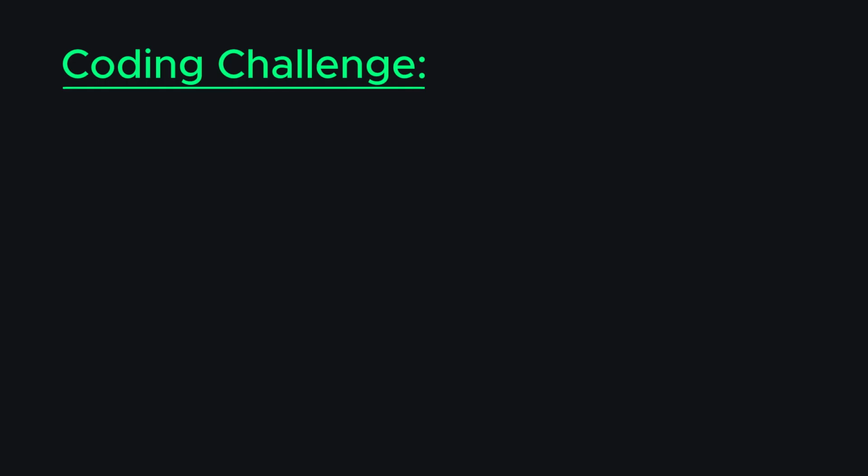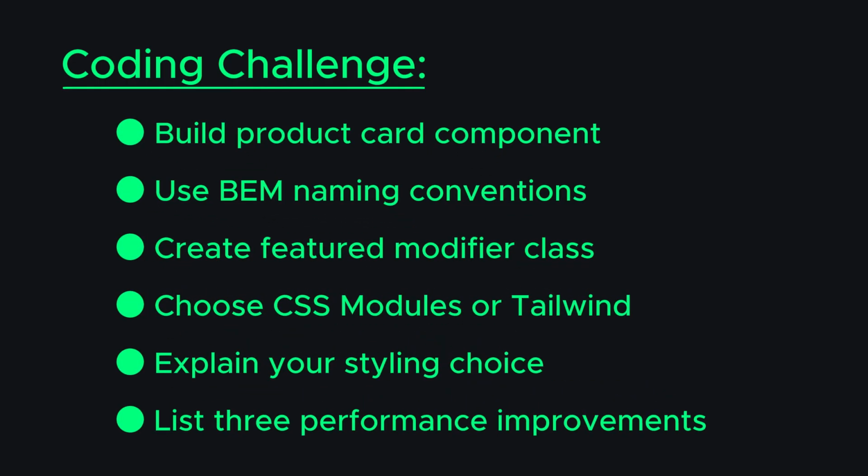Now it's your turn. For this challenge, build a product card component using BEM naming conventions. Create a featured version using a modifier class. Then write a short explanation describing whether you would choose CSS Modules or Tailwind for that project. Finally, identify 3 performance improvements you would make before deployment. This challenge combines everything we've covered today.